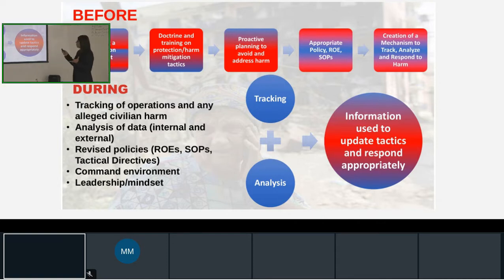And again, as part of your planning process, the proactive planning to avoid and address civilian harm, I think it's very important to mention quickly, and Colonel Blanco mentioned this on Monday, that in the U.S., in 2020, the Department of Defense issued a Department of Defense instruction on civilian harm. It's being finalized. Earlier this year, in response to the New York Times reporting on civilian casualties in Iraq and Syria, Secretary Austin issued a policy.